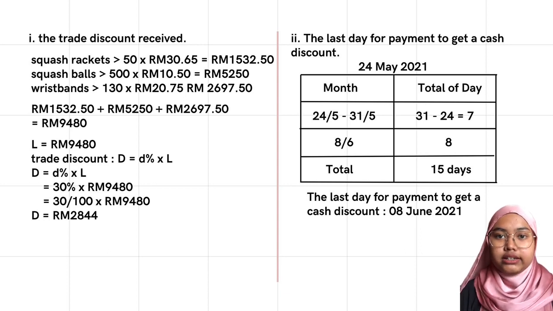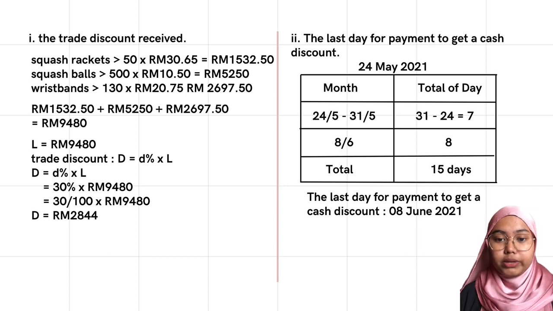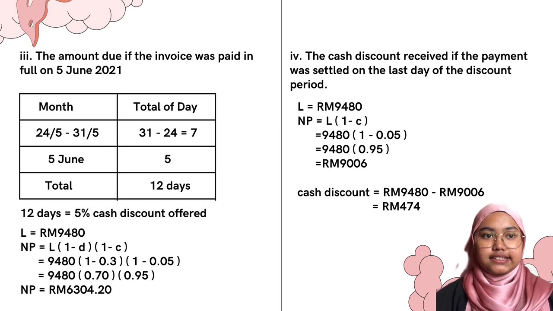The next question is the last day for payment to get a cash discount. Harmony Sdn Bhd received an invoice on 24 May 2021. Harmony Sdn Bhd needs to make a payment within 15 days to get a 5% cash discount. So the last day for Harmony Sdn Bhd to make a payment is 15 days after 24 May, which is on 8 June 2021.